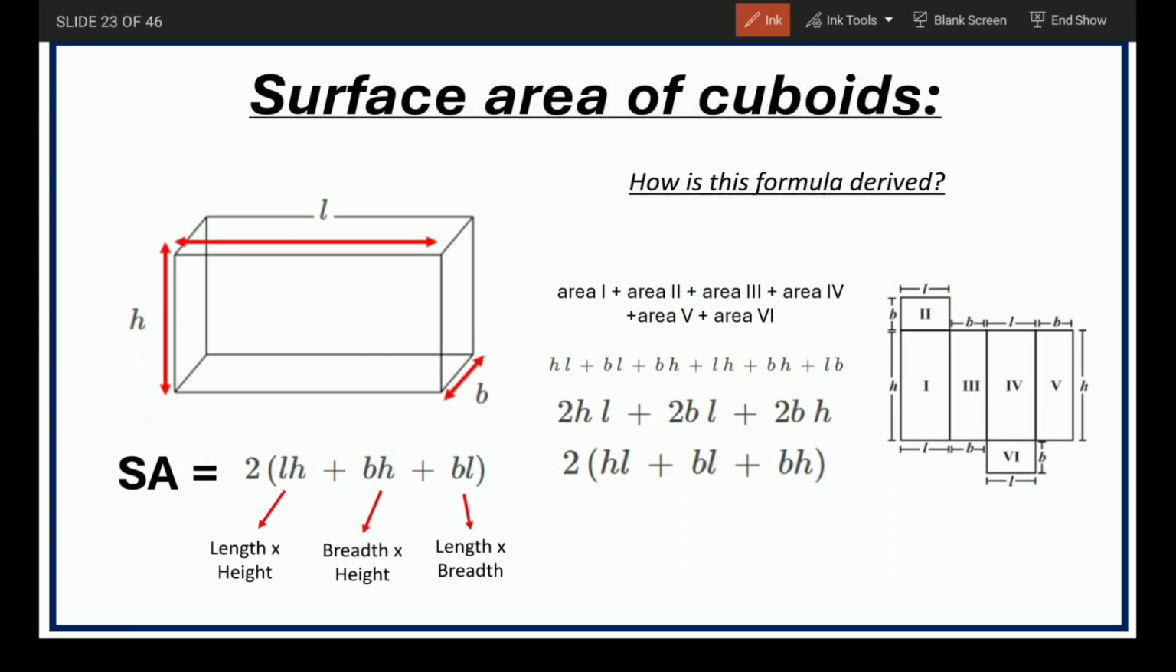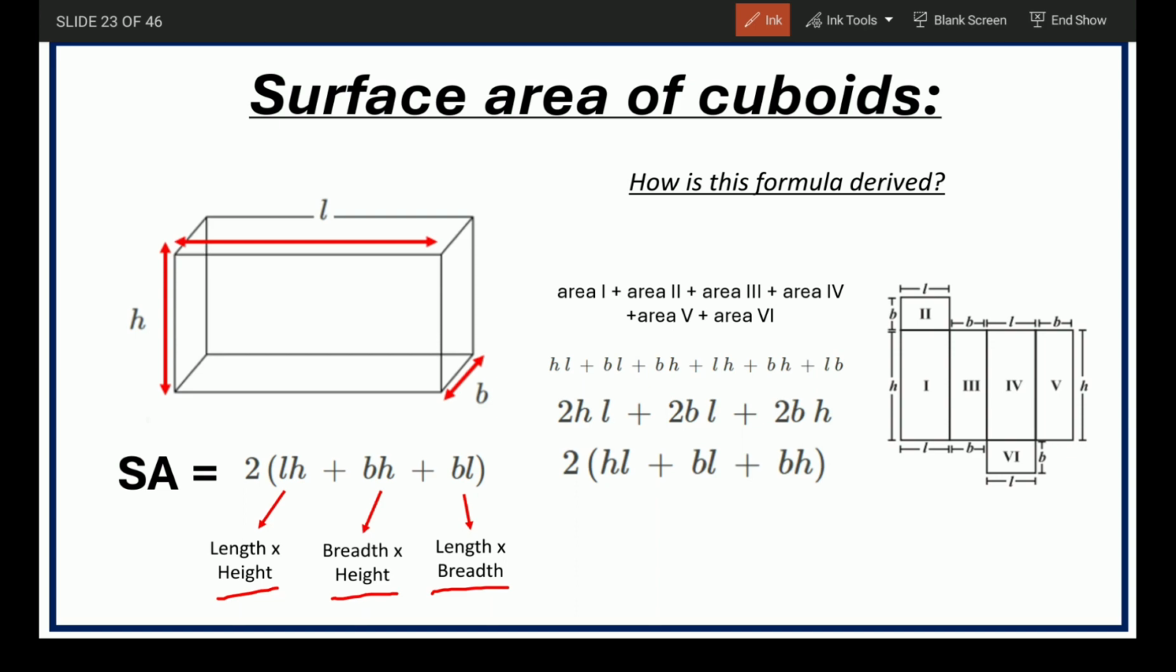Now, surface area of cuboids. Let's decode this shortly. The formula for surface area of a cuboid is 2 into (LH plus BH plus BL). In short terms, as you can see over here, LH is length into height, BH is breadth into height, and BL is length into breadth. Now this might sound like you just have a formula over here, but we're going to understand how it is derived so we can get a more in-depth understanding.